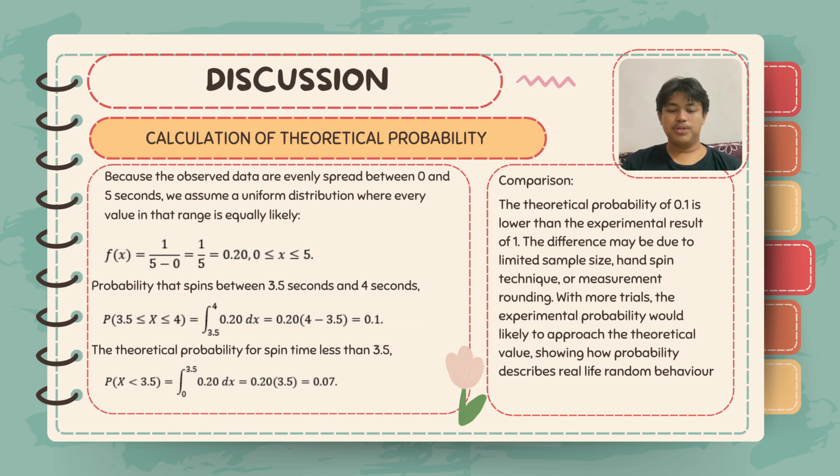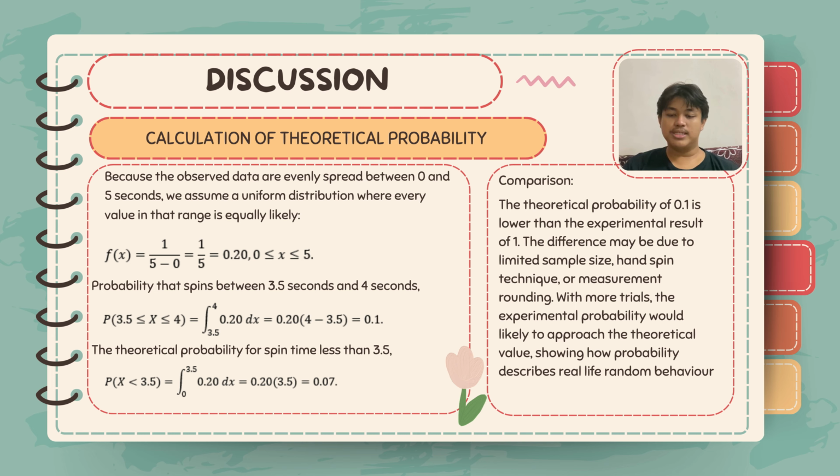The probability that the spin time is between 3.5 seconds and 4 seconds is 0.20 times (4 minus 3.5), which gives 0.1. The theoretical probability for spin time less than 3.5 is 0.20 times 3.5, which equals 0.7.